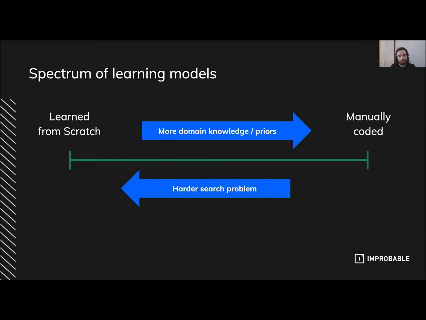The way I see this is a spectrum of learning models. On the far right-hand side, you've got traditional agent-based modeling where you would hand code all your logic. What we're doing is pushing further left on the spectrum. I don't think we're all the way at the left, completely learning from scratch. There are still some priors in there. As you go further to the right, more domain knowledge is needed. And as you go further to the left, it becomes more flexible, but also a much harder search problem.